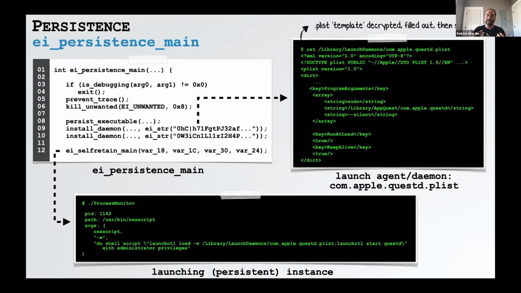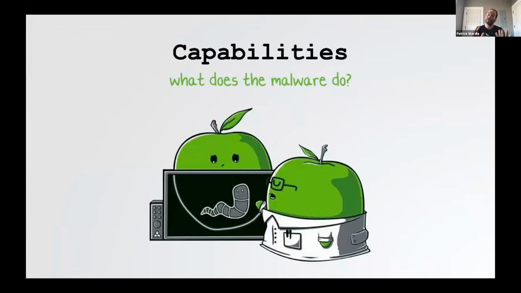What the malware finally does at the end of this function is to launch itself for the first time via AppleScript. All right, so now we understand the malware's persistence. Let's talk about the capabilities. Really, what are the goals of the malware? What's its main functionality?